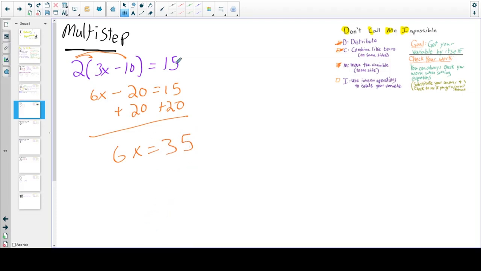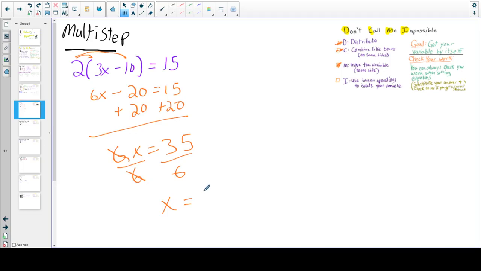Now, again, just like before, this is 6 times x. What's the opposite of multiplying? Dividing. So if I divide by 6 on both sides, these 6's divide to 1, so you're left with x equals, and then a lot of you might be saying, hey, I cannot divide 35 by 6. Well, that's true, you won't get a whole number, but that doesn't mean that your answer is wrong.